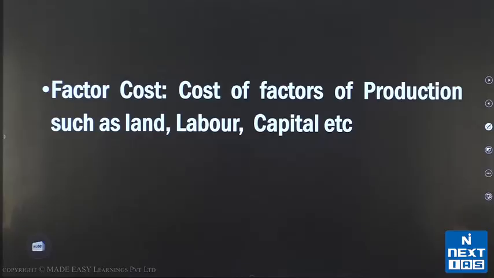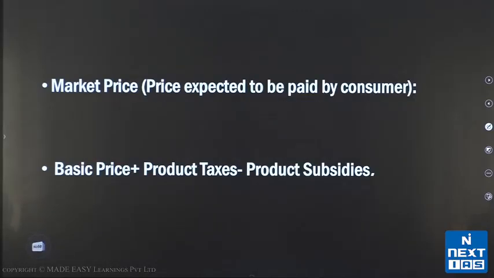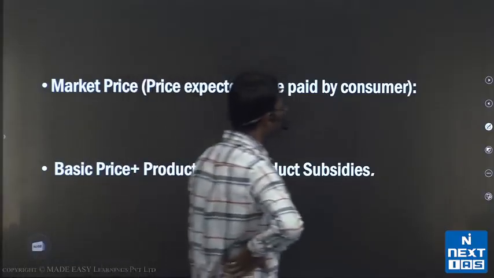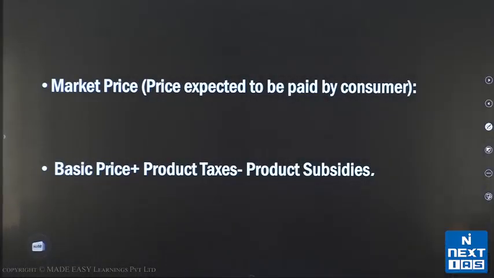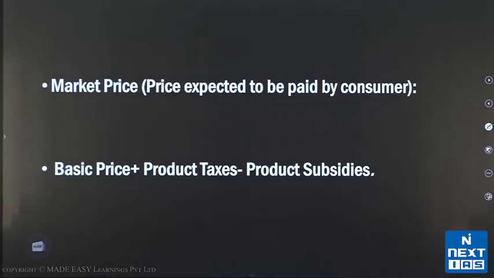Okay. Next लिखो दोस्त. Market price is equal to price expected to be paid by consumer. एक फैक्टर कॉस्ट है, एक मार्केट प्राइस है. फैक्टर कॉस्ट मीन्स सिंपली फैक्टर्स ऑफ प्रोडक्शन कॉस्ट है. मार्केट प्राइस मीन्स price expected to be paid by consumer.